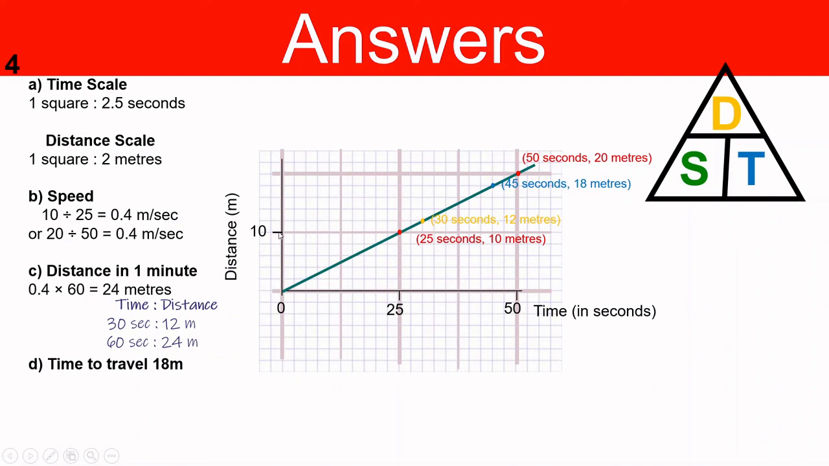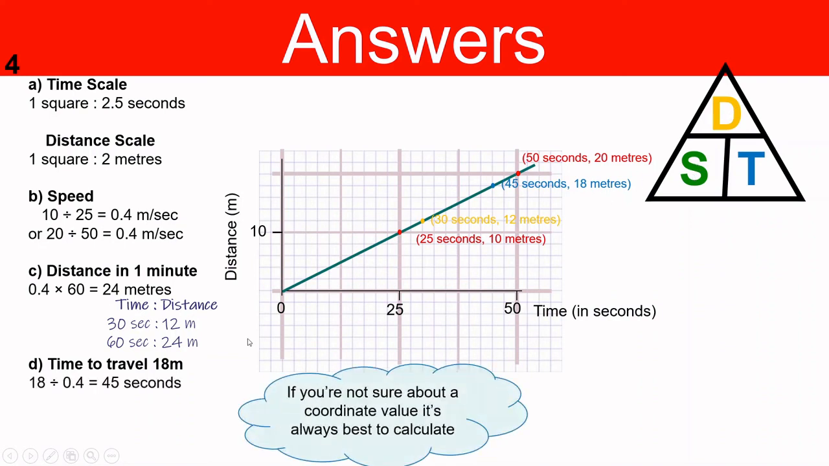18 meters is 4 squares above 10 meters since each square is worth 2 meters. 10, 12, 14, 16, 18. And that seems to be 2 squares before 50 seconds. Each square is worth 2.5 seconds, so 2 squares before 50 would be worth 5. So that's 45 seconds. Alternately, I can use my speed, distance, time calculations if I don't trust that point. The distance is 18. The speed is 0.4. 18 divided by 0.4 is 45 seconds. So my coordinate was correct, but if I'm not sure, I should always calculate to check.